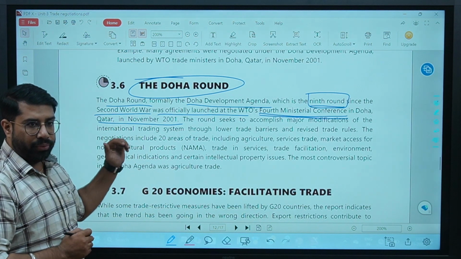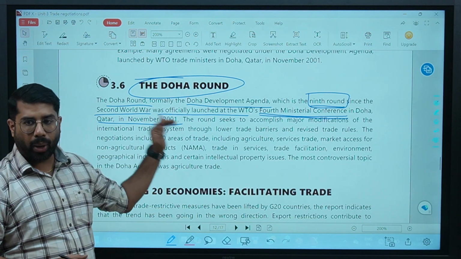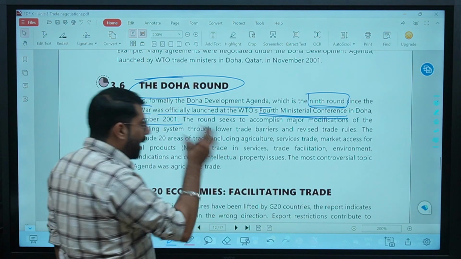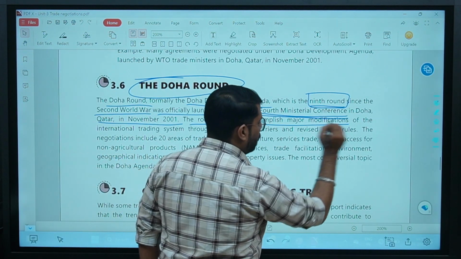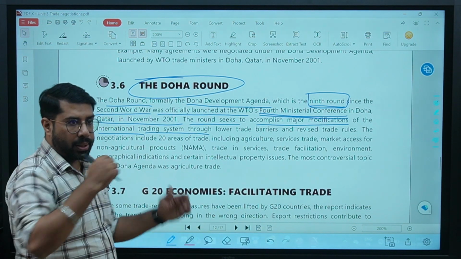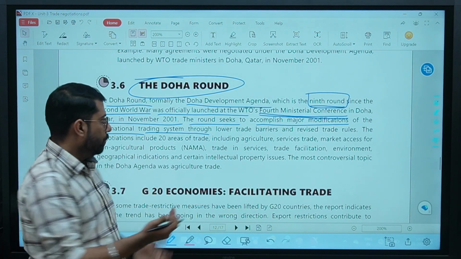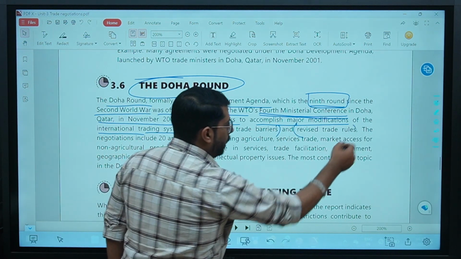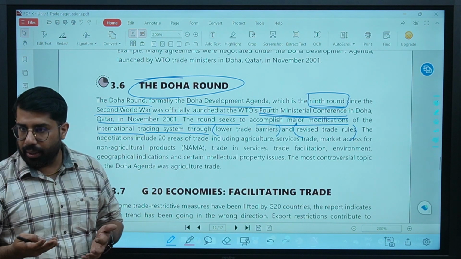In this meeting, when all the WTO members met in November 2001 in Doha, Qatar, the main motive of this meeting was this: the round seeks to accomplish major modifications of the international trading system. How? This round was focused on increasing the efficiency of the trading system. How? By lowering the trade barriers and revising the trade rules. Barriers should reduce and trade rules should be updated.